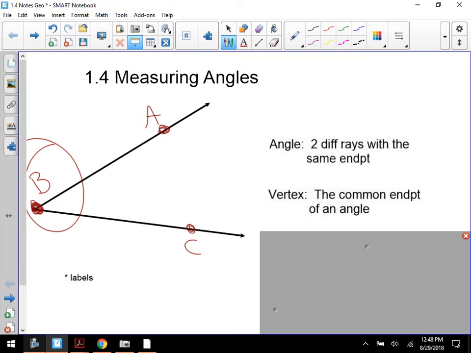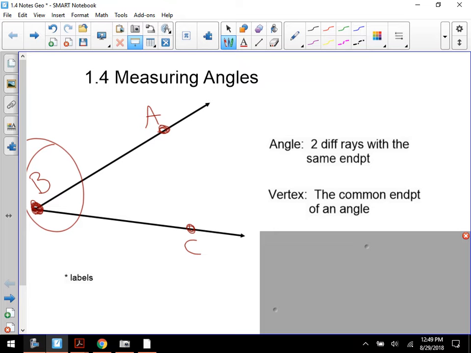When we label angles with 3 letters, that middle letter will always be the vertex. The direction of an angle doesn't matter. Just like the direction of a segment didn't matter. Segment AB was the same thing as segment BA. XY is the same thing as YX.